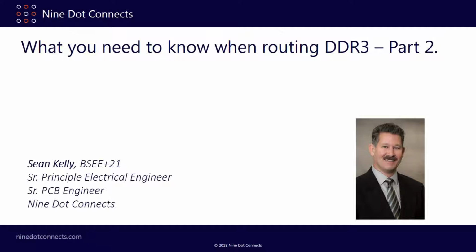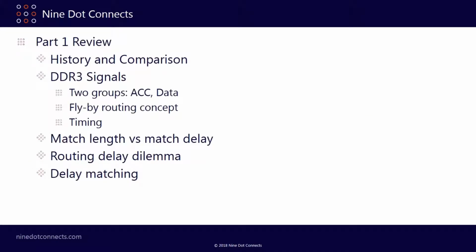Well, thank you everybody for joining me today on Part 2. Hopefully you got a chance to see Part 1. So let's go ahead and get started. In Part 1, to do a real quick review, the DDR3 signals, we talked about them being grouped into two specific sections, the address, command, and clock, and then the data section. We also talked about a new concept that was applied to the ACC group, and that is the fly-by routing concept. We also talked about match length versus match delay.